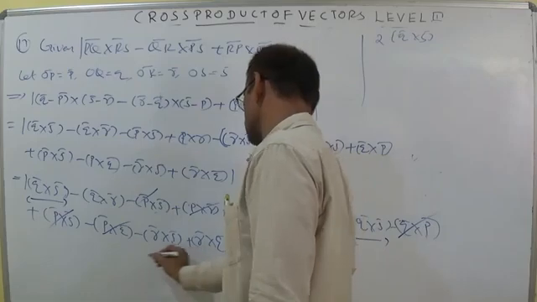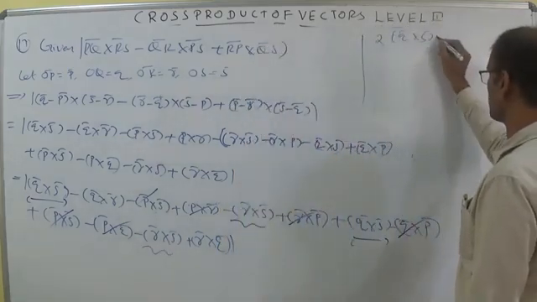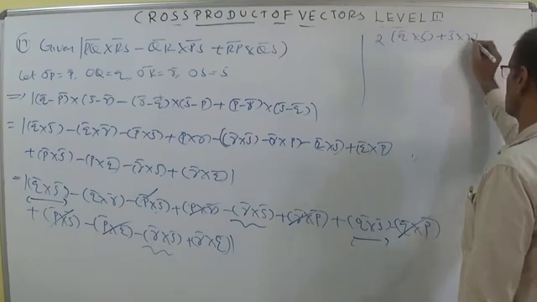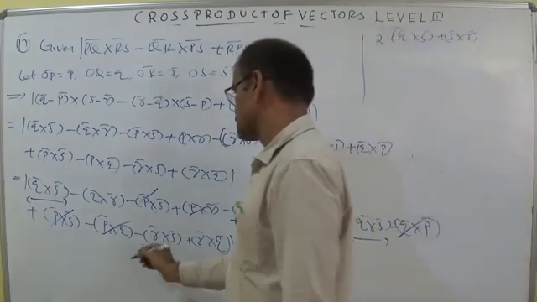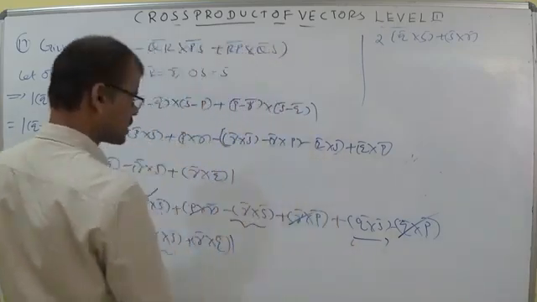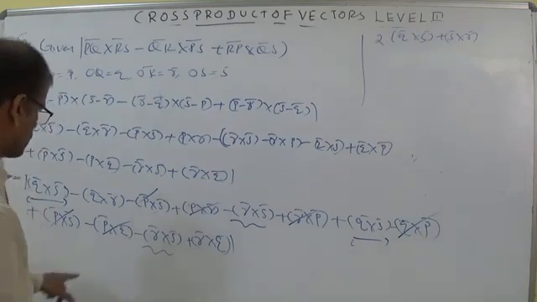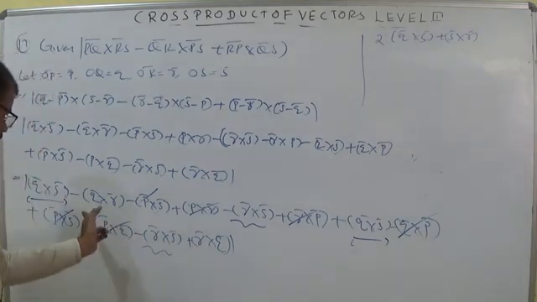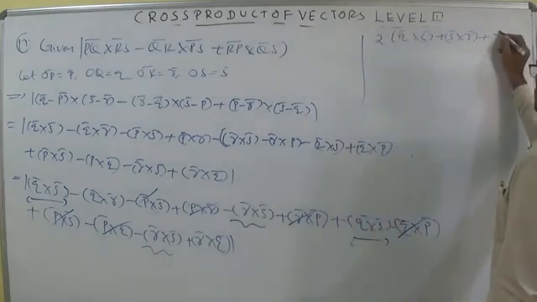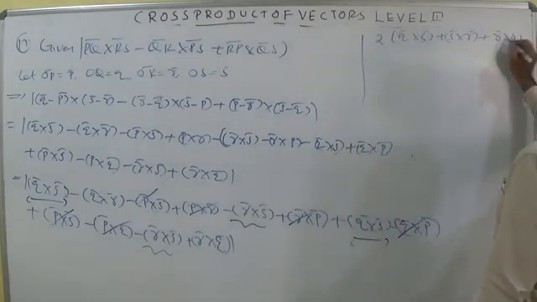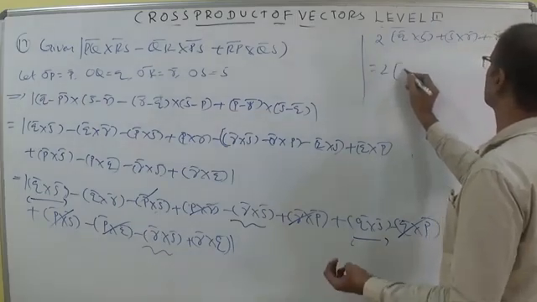Minus R cross S minus R cross S. We can write there, whenever you take common, it can be written as S cross R. Okay, this one completed. Next, minus Q cross R and Q cross R. This is minus plus R cross Q, you can write. Plus R cross Q.